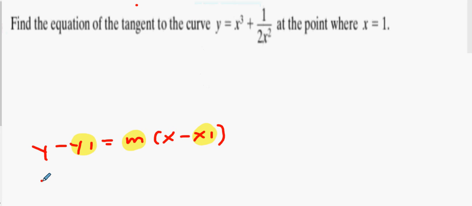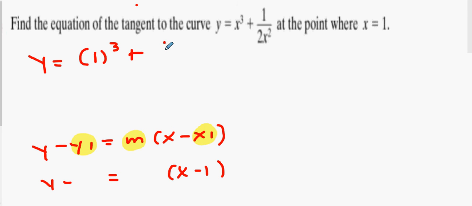So what I'm going to do first is find the y value. Currently we have y minus blank equals blank into x minus 1. That's all we have. So I'm going to put in y equals 1 cubed plus 1 over 2 times 1 squared. 1 plus 1/2. Did everybody get 3/2? Yeah, for y1. So y1 is 3/2.